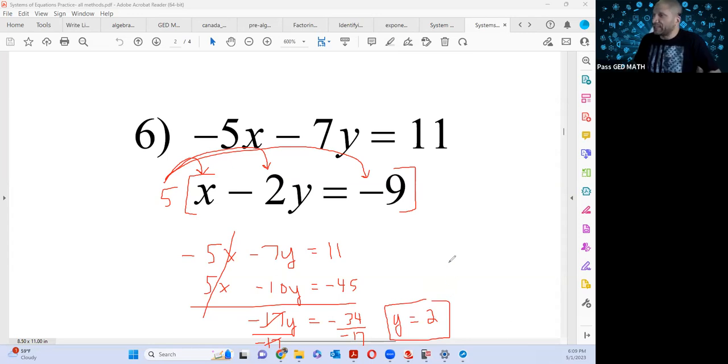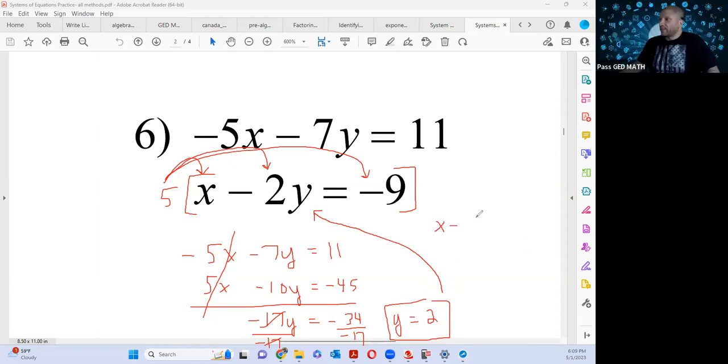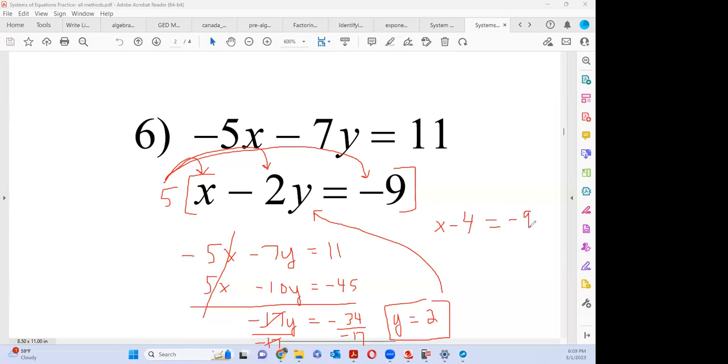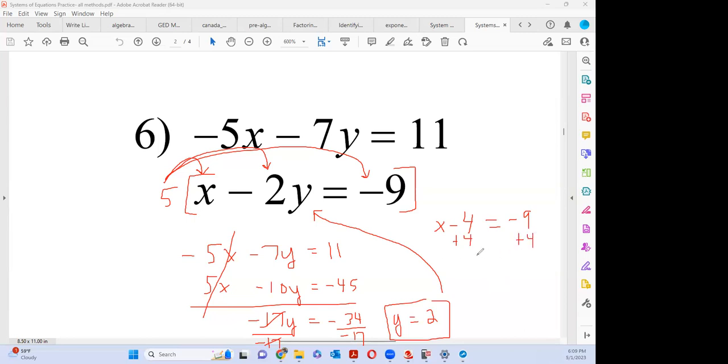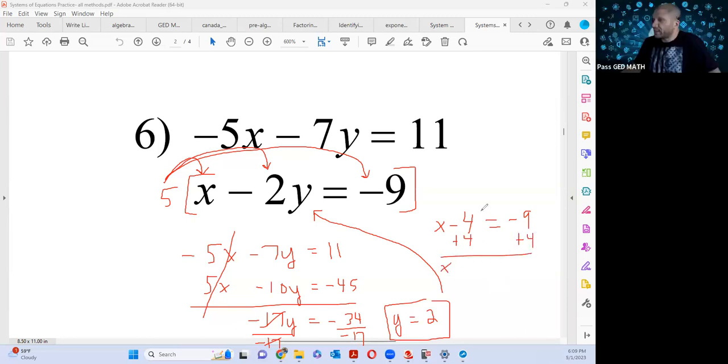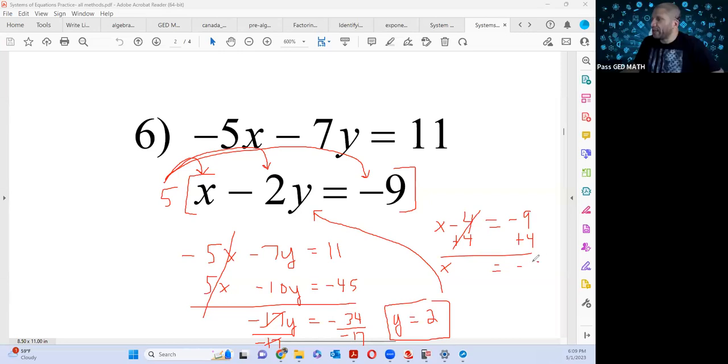So now we're going to plug into the second equation this time. I'm going to plug it into that y right there. So I'm going to have x minus 4, because minus 2 times 2 is minus 4, equal minus 9. In order to get x by itself, I need to add 4 to both sides. The 4s cancel. I bring down my equal. What's minus 9 plus 4? Negative 5. So we solved for y, we solved for x.